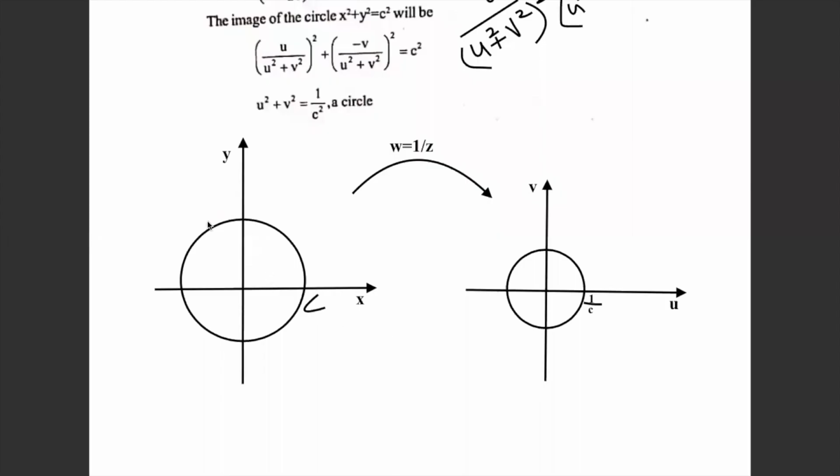That is, the image of a circle x² + y² = c² is again a circle with radius 1/c. That is, u² + v² = 1/c² in the W plane.